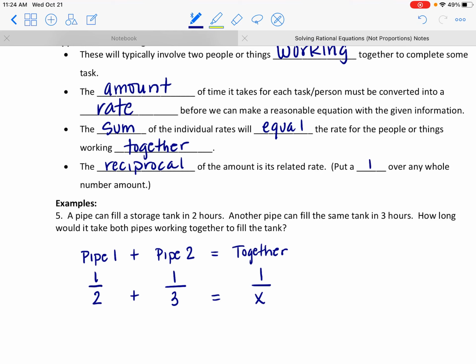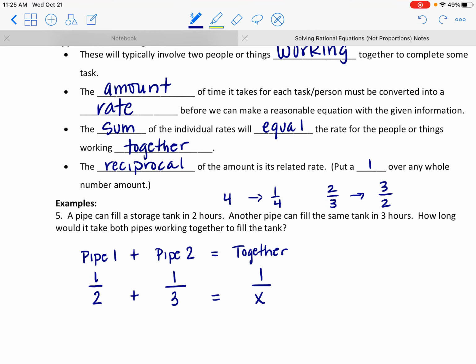So put a 1 over a whole number, right? If it took 4 hours, then the rate would be 1/4 of the job per hour. If it took 2/3 hours, then it would be 3/2 of the job per hour. So you just want to put a 1 over it if it's a whole number, because that's technically the reciprocal.